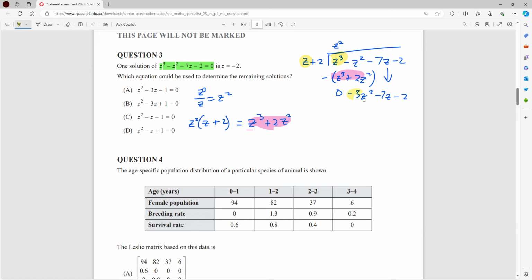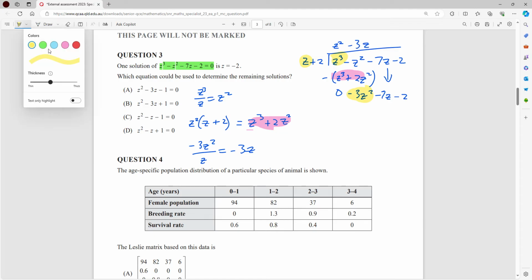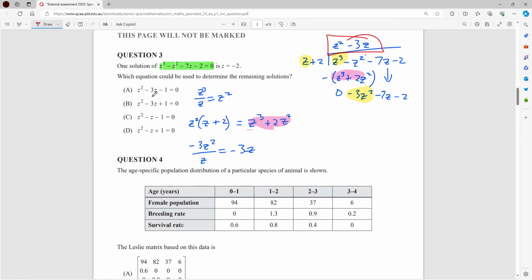So divide negative 3z squared by z, which gives you minus 3z. Okay, and then you can chuck that up here, minus 3z. So we can see we're starting to get an equation up here. And we can take a look here. There's only two of them that have a minus 3z, okay? So the difference between these two is this one at the back, whether it's minus or positive. So we know straight away that it's not going to be C or D, okay? So if you're in a rush, you'd probably guess at A or B, but we're just going to get the exact answer here so we know which one's which, okay?